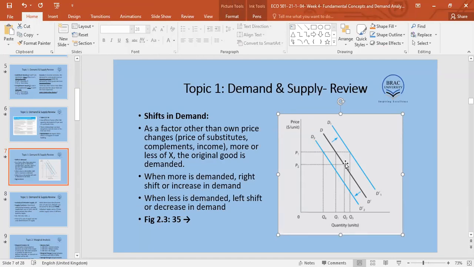Yes, sir. Right, this is known as a shift of the demand. So the whole demand curve shifts to the right up to D1. The opposite can also happen. If the price of Y falls, then our demand for this particular product will also go down. So it shifts totally to the left. Okay.